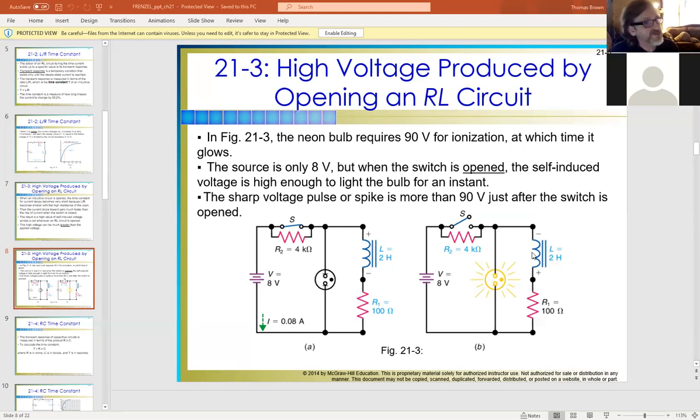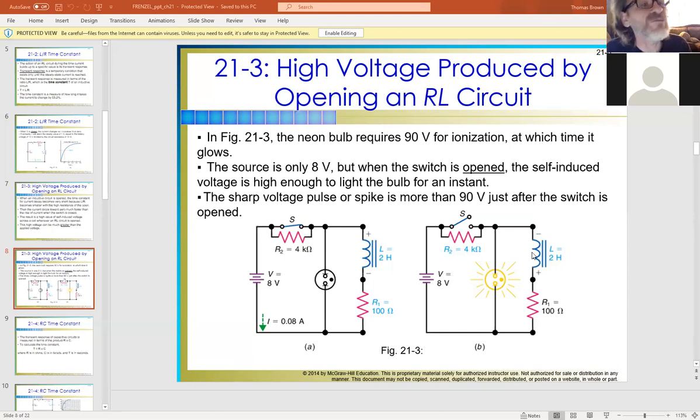This would be a very interesting little lab experiment to do. I do not have any neon bulbs. They tend to be a little on the pricey side, but it is an interesting thing. And if we were able to do something like this, that is what we would have happen.